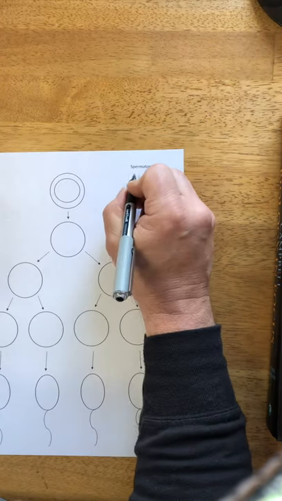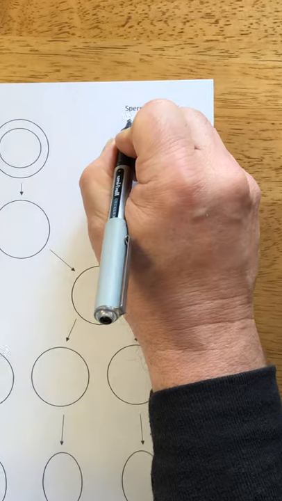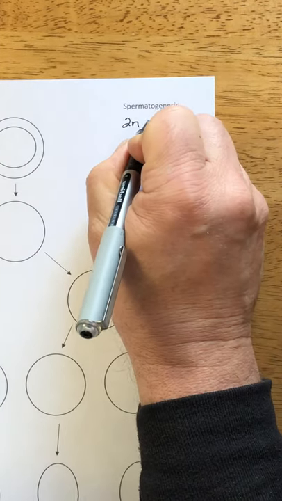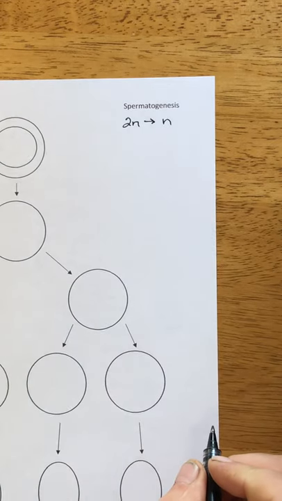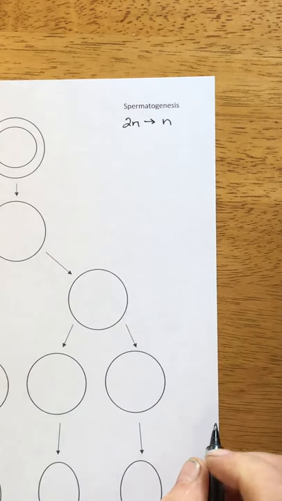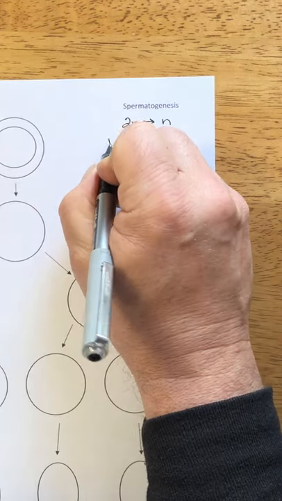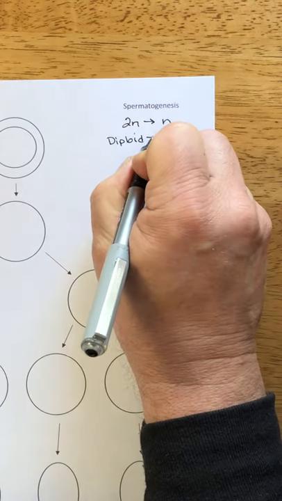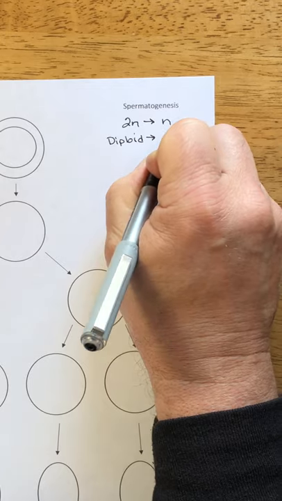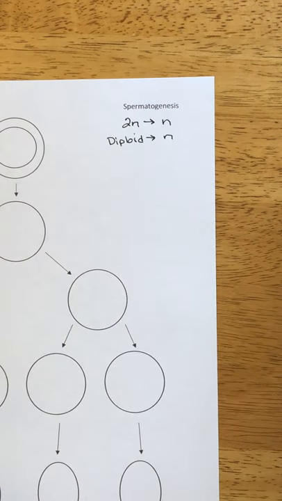And in meiosis, we're going from a diploid chromosome count to a haploid chromosome count. So we're going to reduce the chromosome count by one half. Okay, so we're going from diploid to haploid in this scenario. In your cells, we would be going from 46 chromosomes down to 23 in the gametes, in the sperm and the egg.